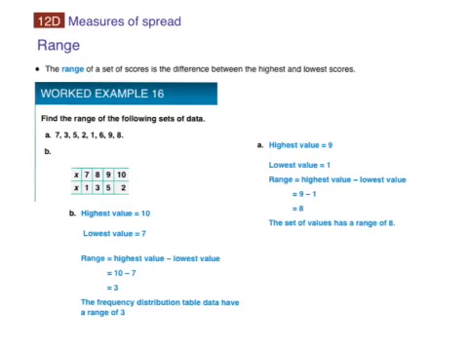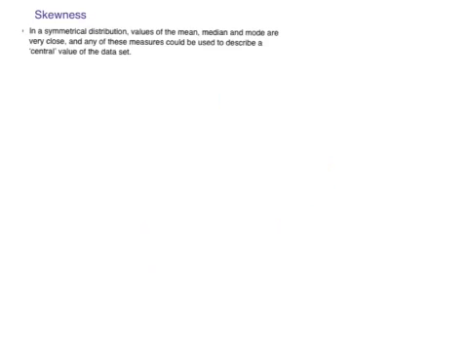Now, let's look at another mathematical term called skewness. I hope I pronounced it right. Skewness. So basically, what does that mean? Let's go back to the values of mean, median, and mode. If these values are very close to each other, any of these measures, like the mean, median, or mode, you could use to describe what we call the central value in a data set.